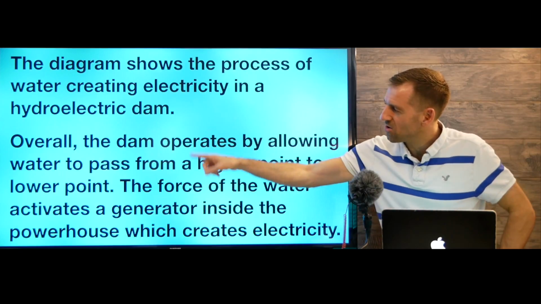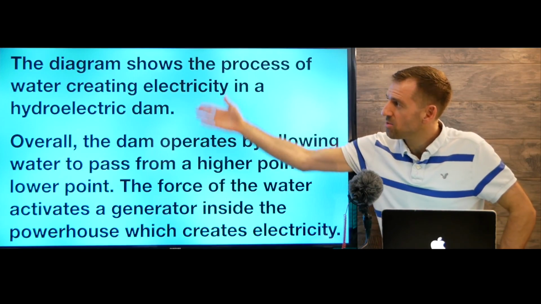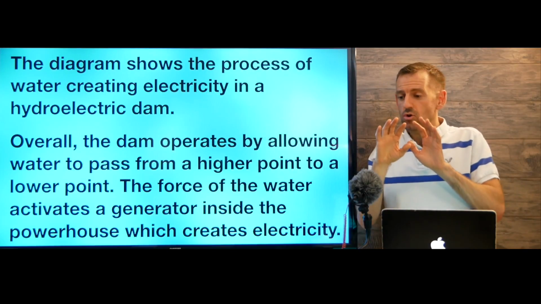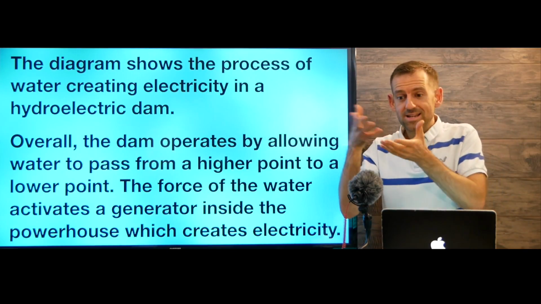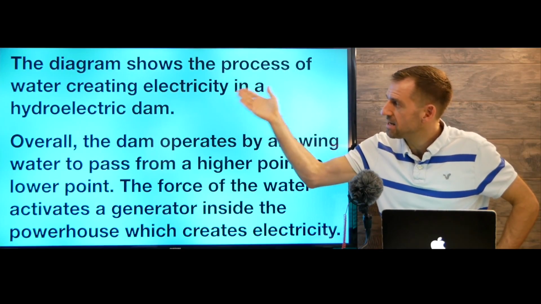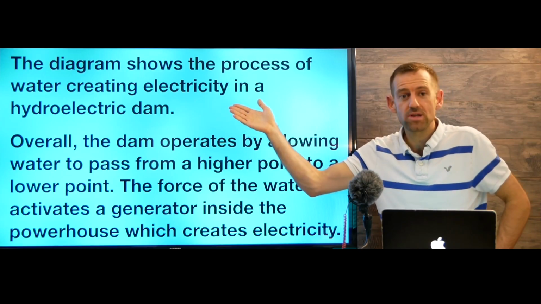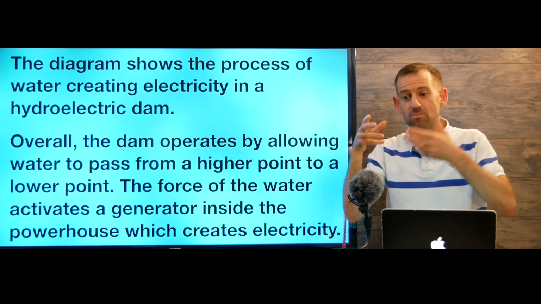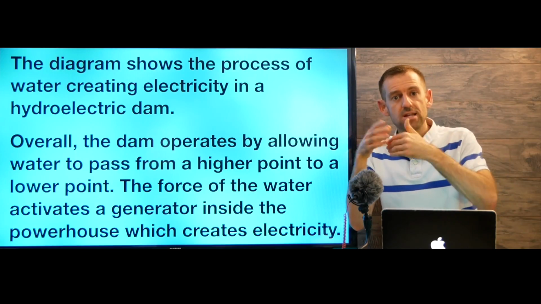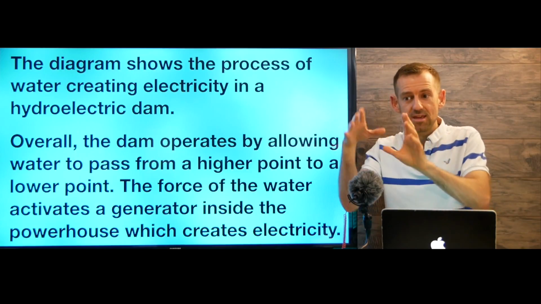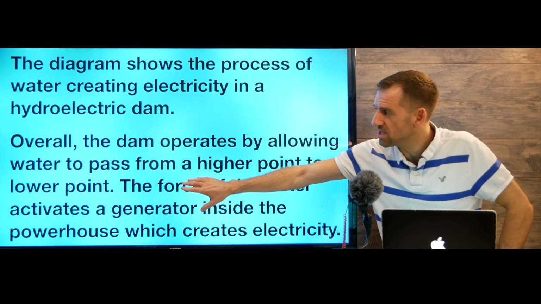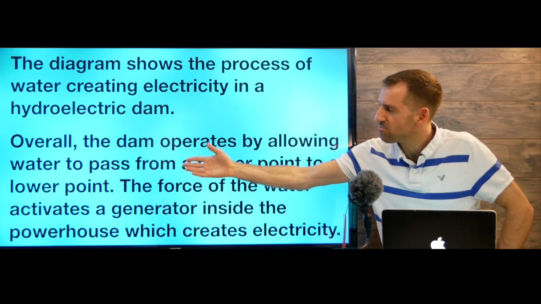Okay, so let's go on to the next thing. Okay, but look at this. See, in the first sentence, that just gives a very good overview of what the picture is, right? The diagram shows the process of water creating electricity in a hydroelectric dam, right? It's showing the process, different pieces, how water is used to create electricity. That's basically what the information is about, okay? So now we're going to move to the general trends paragraph.